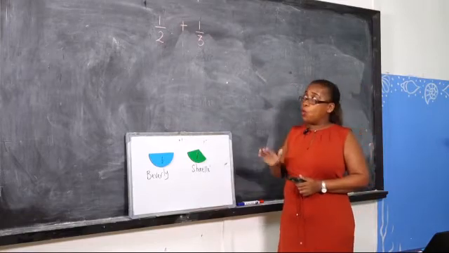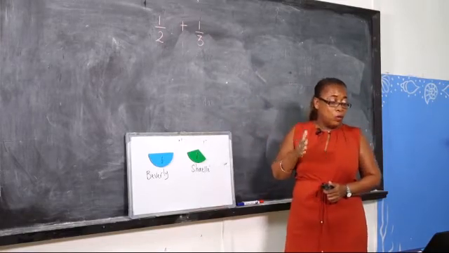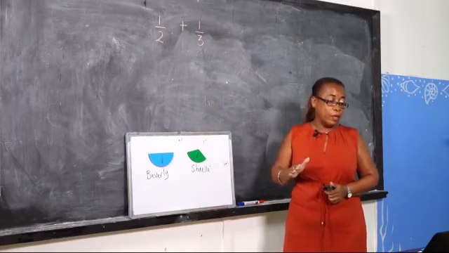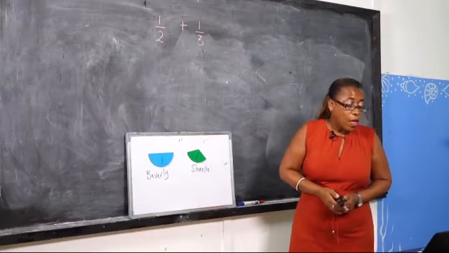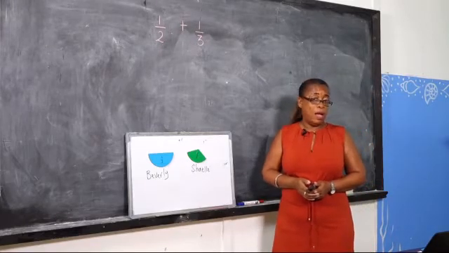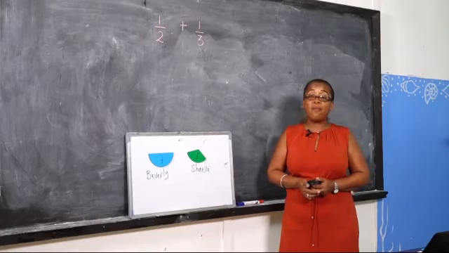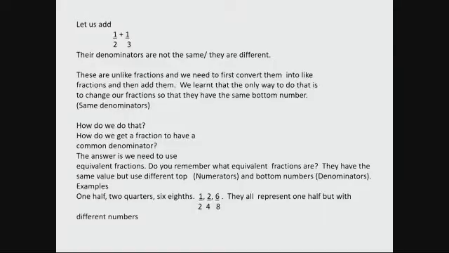We need first to convert them into like fractions, and then it's now that we can add them. Okay? How do we do that? How do we get a fraction to have a common denominator, the same denominator? The answer is we need to use equivalent fractions. Do you remember? We worked on equivalent fractions in our last lesson. Okay? They have the same value, but use different numerators.